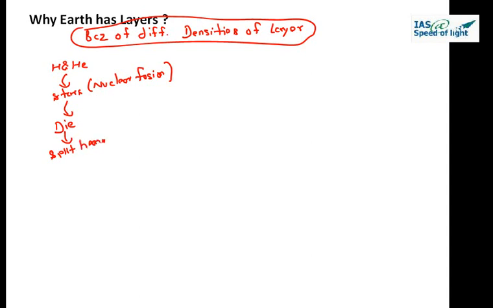heavier metals or heavier elements out in the universe, and one of them was iron. One of these heavier elements was iron.